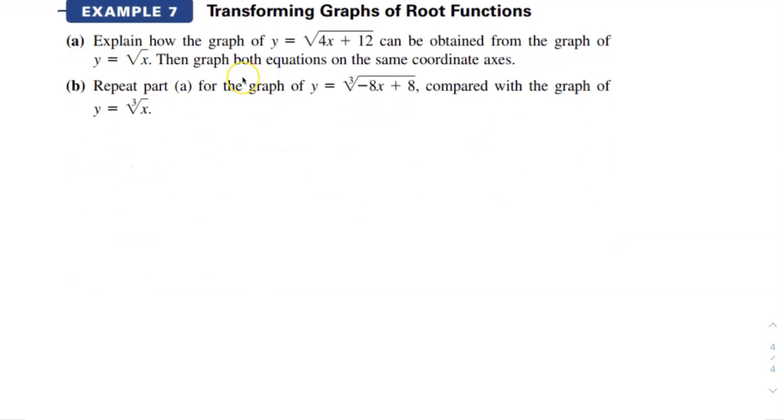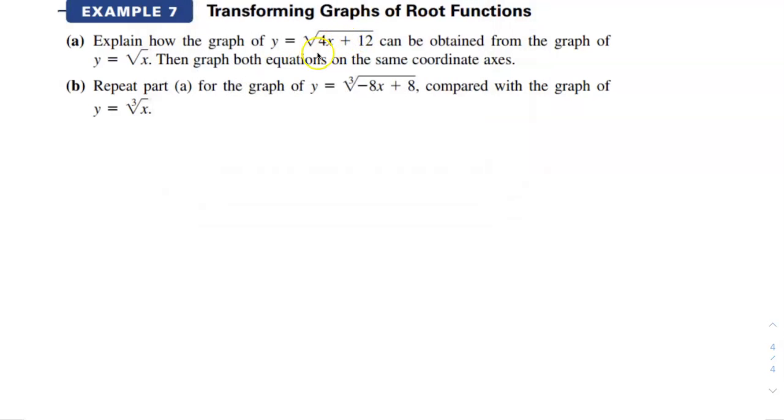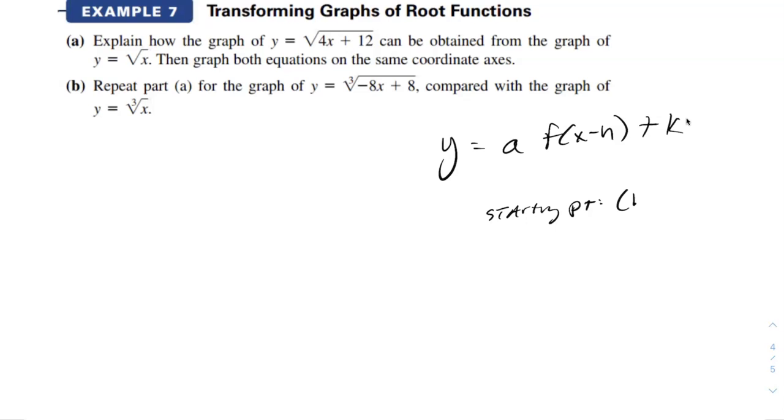Okay, let's talk about how to graph these things. So normal transformations work, just like in any other graph. If I give you something like y equals a f of x minus h plus k, your starting point is inside opposite, outside follow. So it'd be h and k. And your a on the outside is kind of like the slope. It's not exactly slope, but it's kind of like slope.